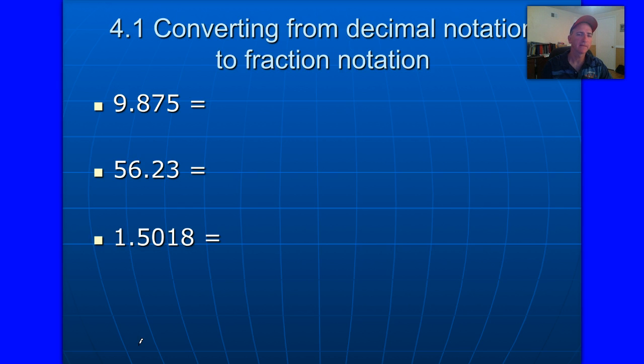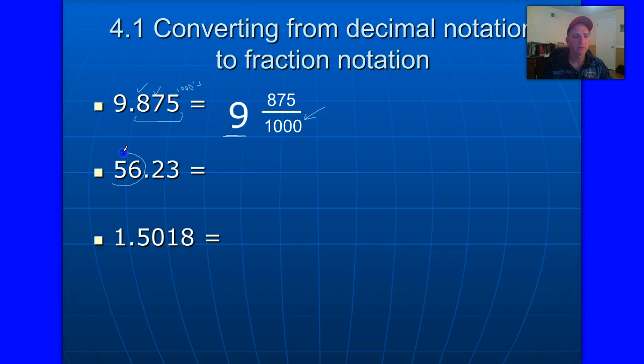And let's go ahead and talk about converting from decimal notation to fraction notation. Well, if I have this value 9 and 875, those are thousandths. Okay, so that's a decimal. Okay, it's a fraction of a whole. It's 875 thousandths. So that's how you would say it. 9 and 875 thousandths.